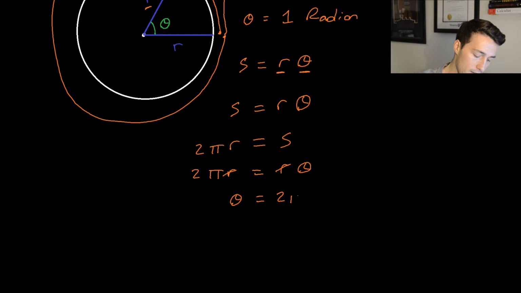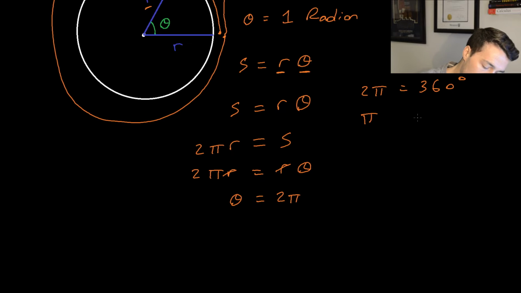This means that the angle measurement in radians for 360 degrees, or a full revolution, is actually 2 pi radians. And as I said previously, a full revolution is 360 degrees. So now we have 2 pi, because it represents a full revolution, is also equal to 360 degrees. And now if I divide by 2 and reduce this, it's going to be pi radians is equal to 180 degrees.